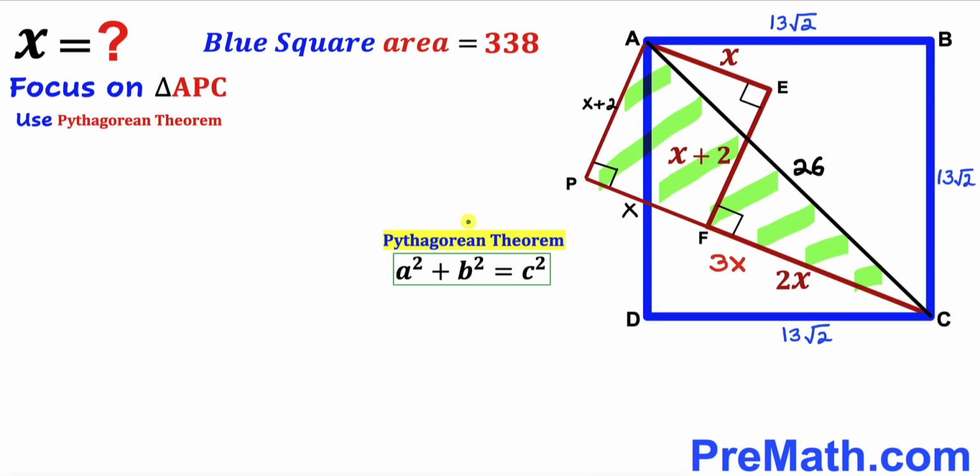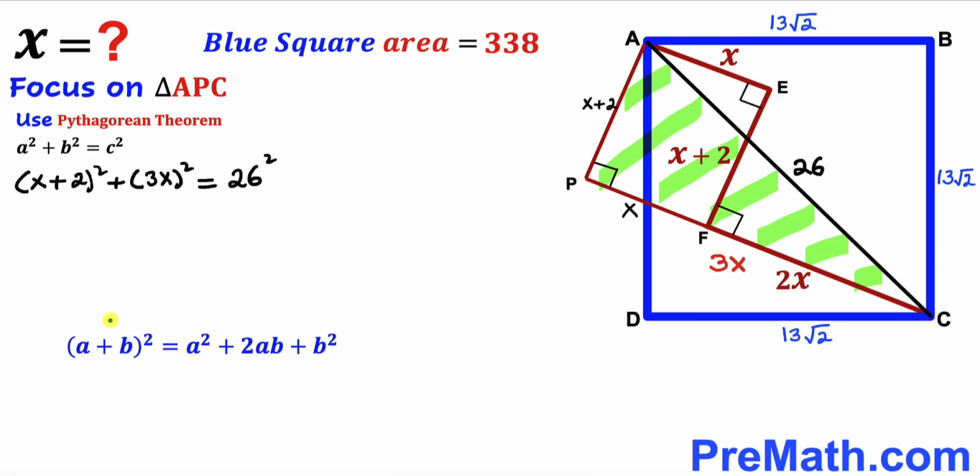And here's our Pythagorean theorem once again. a square plus b square equal to c square. And in our case, the hypotenuse is 26, whereas our two other legs are x plus 2 and 3x. Let's go ahead and fill in the blanks in this Pythagorean formula. So we got (x plus 2) whole square plus (3x) whole square equal to 26 square.